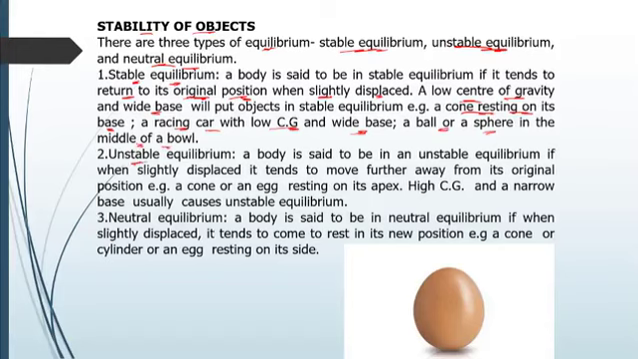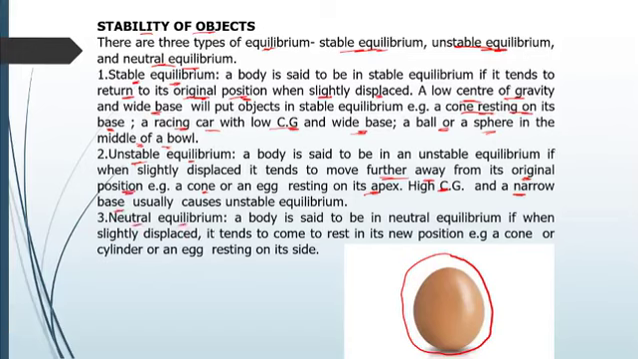Under unstable equilibrium, we are talking about a body that tends to move further away from its original position when it is slightly displaced. And that is where an egg comes into the picture. When you slightly displace an egg from its original position, it tends to move further away. We can also talk about a cone resting on its apex. These bodies that experience unstable equilibrium are known for their high center of gravity and a narrow base.